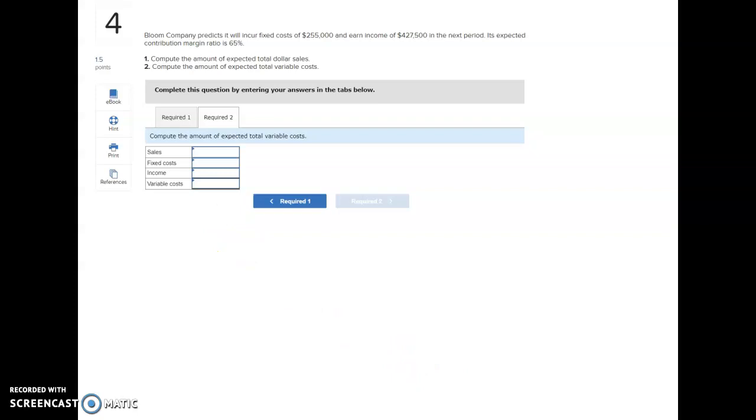So it's just another way of looking at that contribution margin statement format. You need to be very familiar with that. We will be working with that a lot.